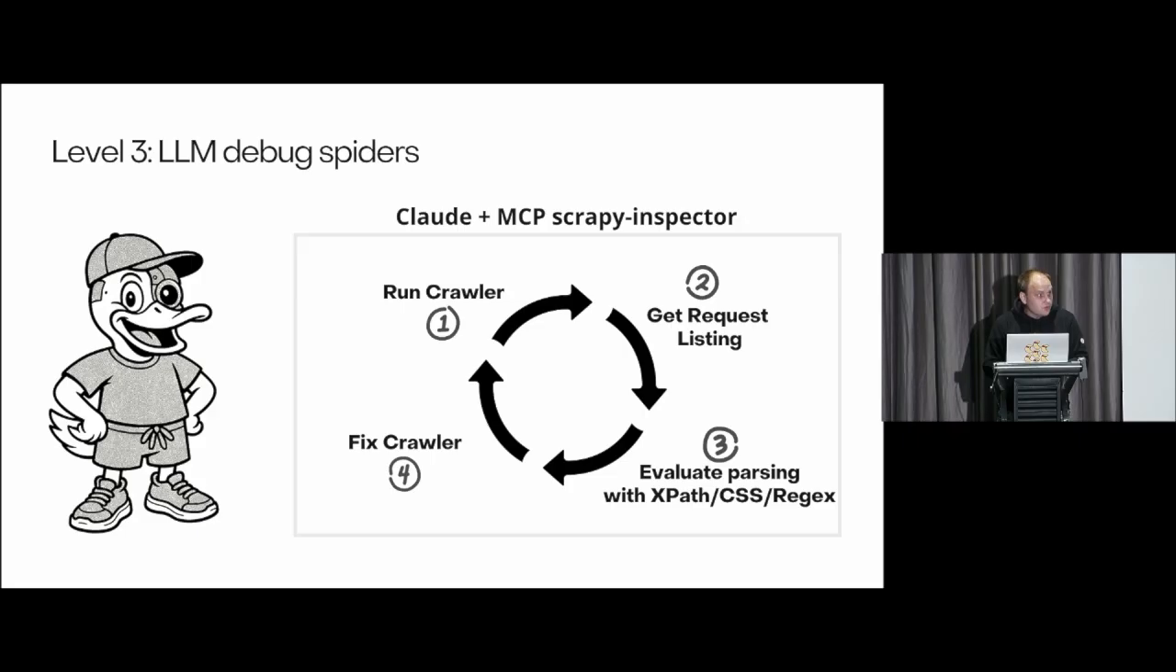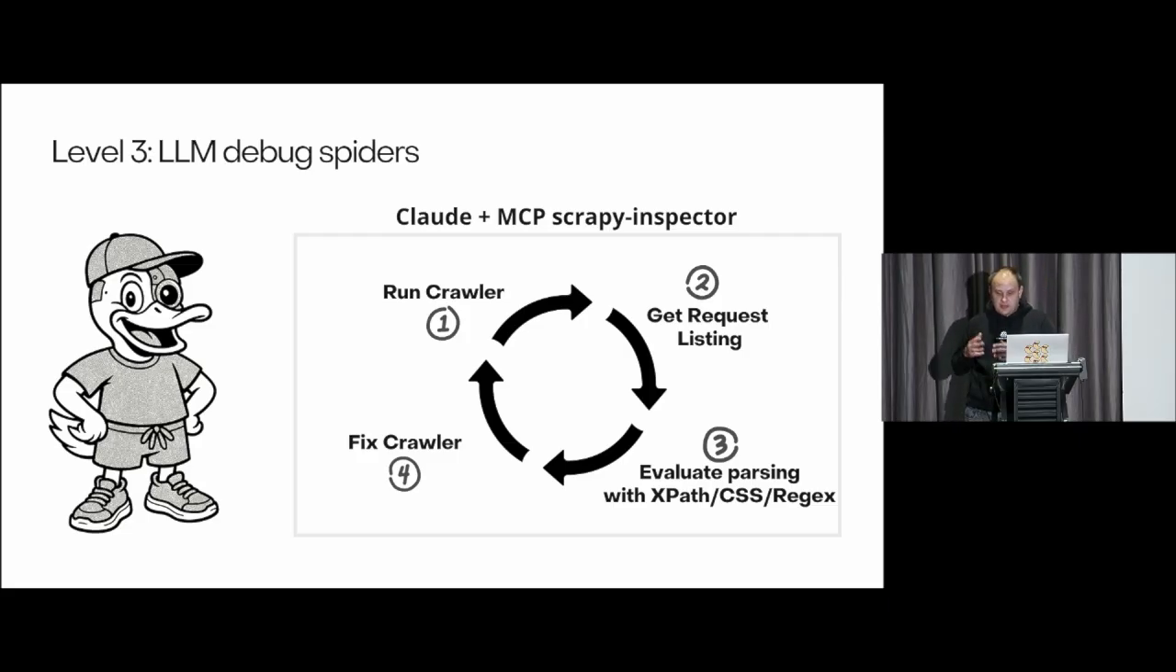So what to do? I've developed an MCP server called the Scrapy Inspector. It connects to the LLM, and first it will inject a middleware to record all the requests and responses, also headers and body contents. Second, it will let the LLM execute code against those responses, testing CSS selectors, XPath expressions, and regex patterns without rerunning the full spider.